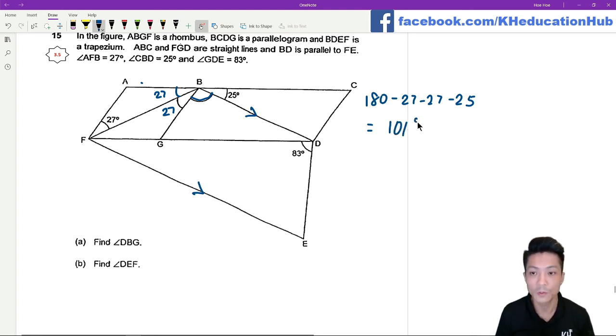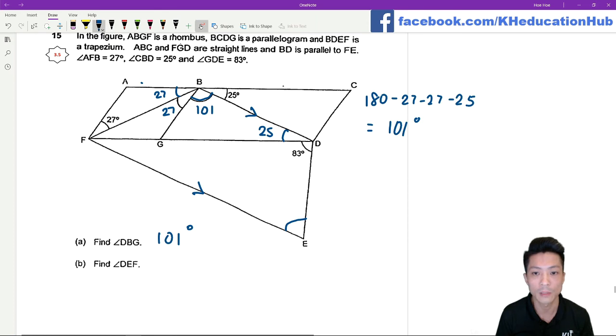Will give you 101 degrees. Next, I've got to find DEF. DEF, which is this. Okay, this is 25.